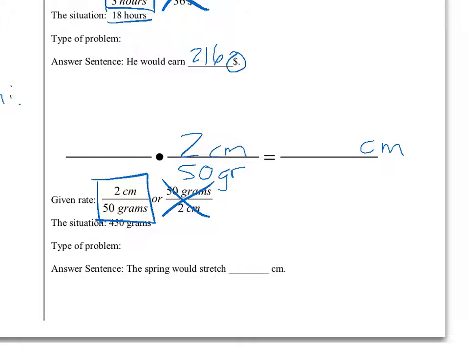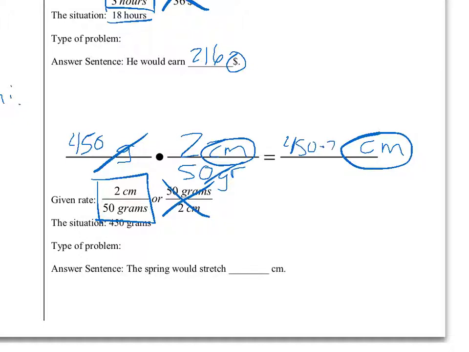And unfortunately, though, what we see is when we use that to get our centimeters on top, it also brings grams on the bottom. So we've got to do something to get rid of those grams. What can we do to get rid of those grams? Yeah, use our situation, 450 grams, and put it on top. That way our grams cancel out with our grams. Double checking. The only thing we have left over is centimeters. We're supposed to have centimeters left over. So now all we have to do is multiply 450 times 2 and divide by 50. Which if we went through and did that, I believe we would get 18.